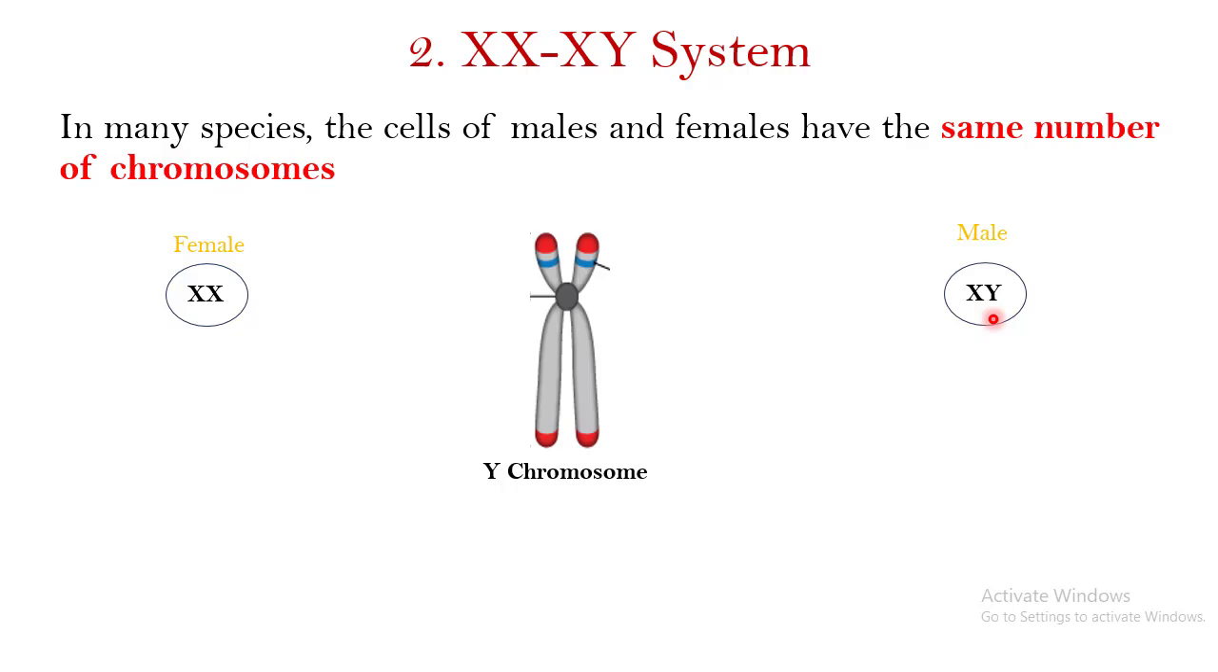Now, this chromosome is usually called the Y chromosome, but that doesn't mean that it actually looks like a Y. This is actually an acrocentric chromosome. And if you look at the structure of the Y chromosome, it looks like this. So this is not a perfect Y. This is actually an acrocentric chromosome.